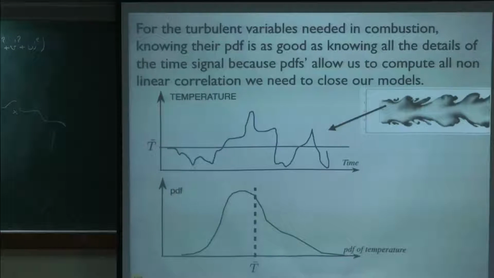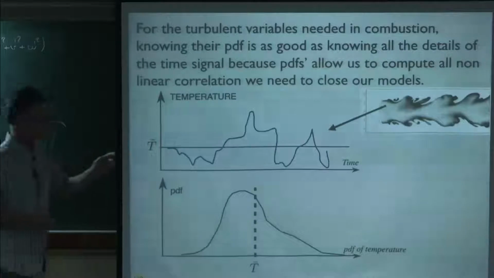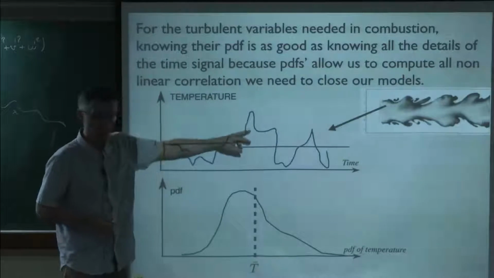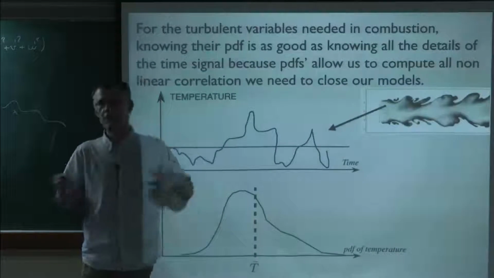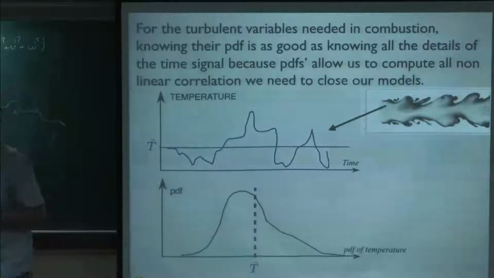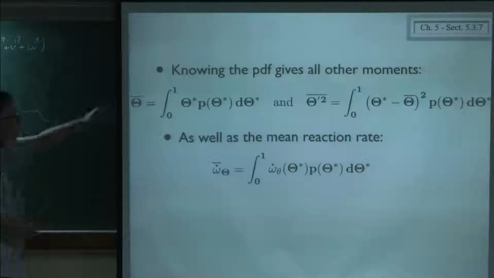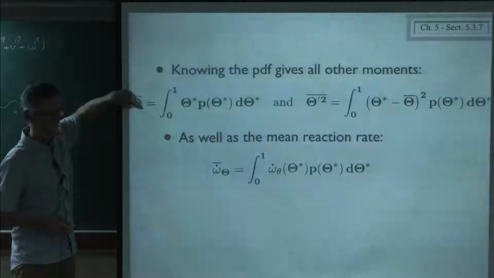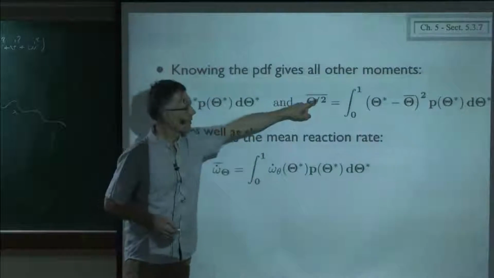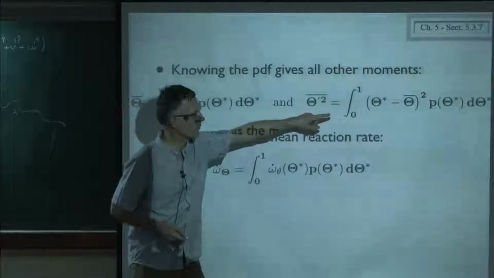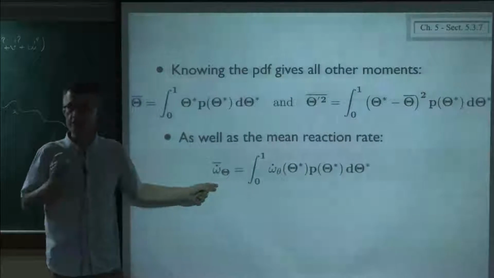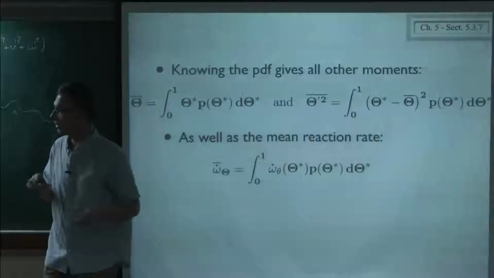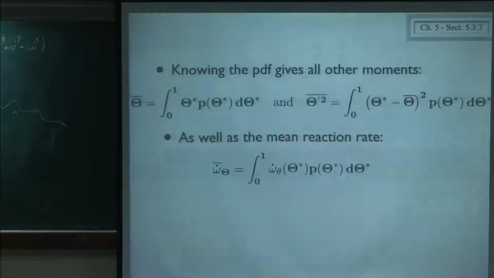So let's go back now to combustion. What this means is that if I can at one point know the PDF of temperature, then I can have everything. For example, if I have the PDF, I can have the average temperature. I can have the variance, because if I have p of theta, I can integrate that. And I can have the mean reaction rate, because I know it exactly. It's not like before. Before, in the no-model case here, we only know the average temperature.